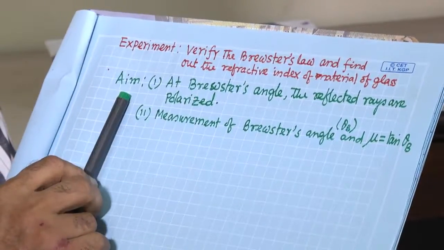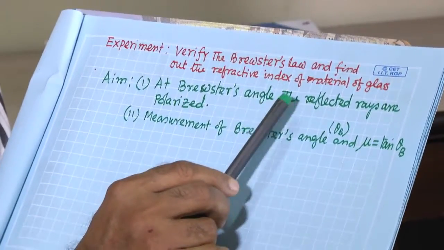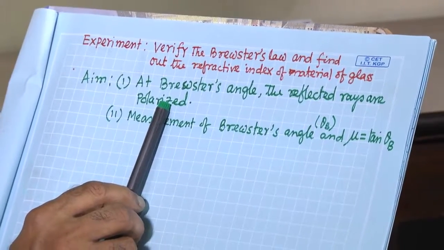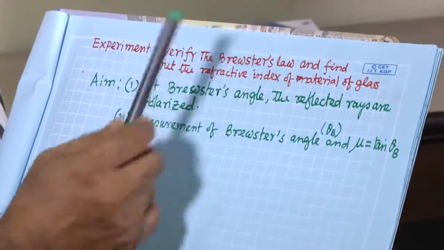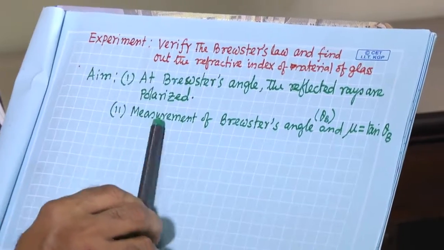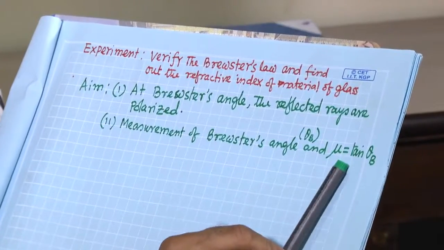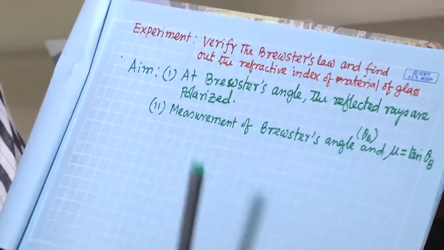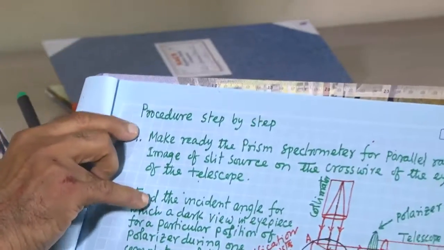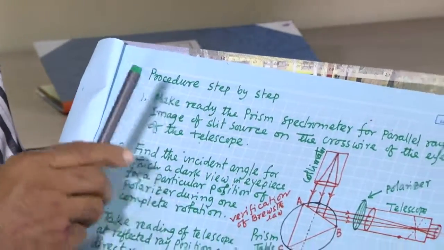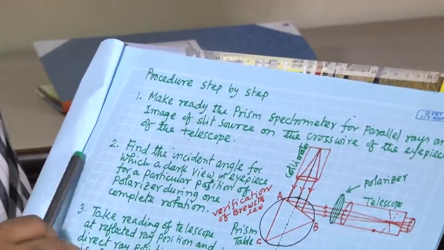So, the aim of the experiment is that at Brewster's angle, the reflected rays are polarized, that we have to show. How to show that, I will discuss. Measurement of Brewster's angle and calculate mu equal to tan theta b, okay. So, this is the experiment we will perform in the lab. So, let us follow the procedure step by step.